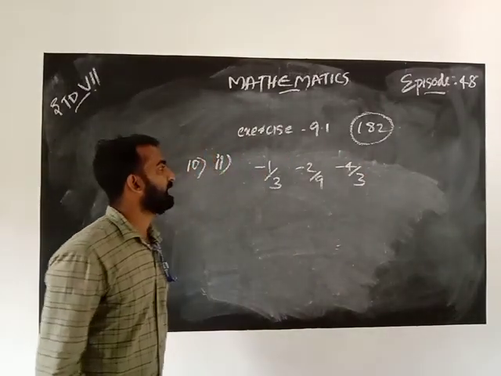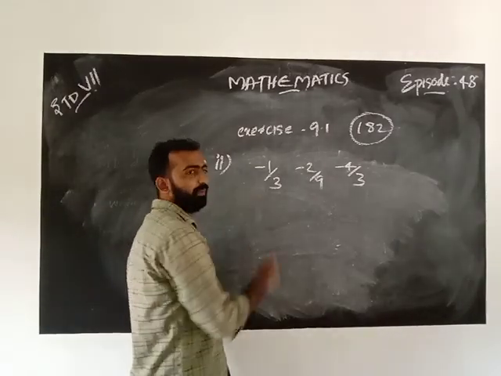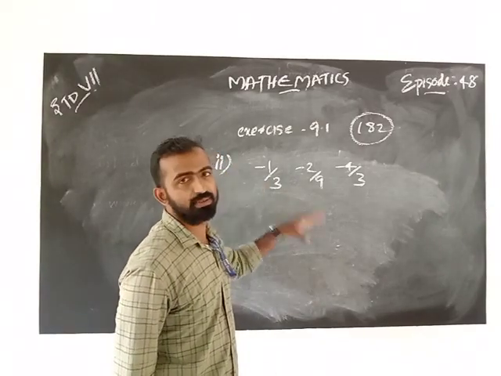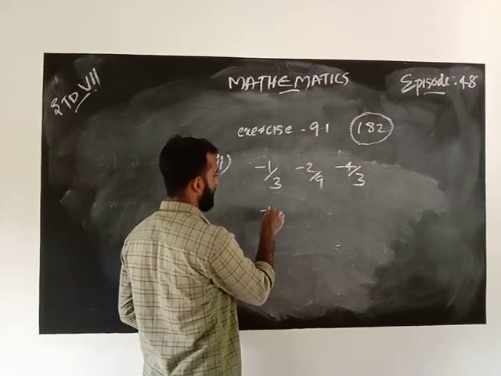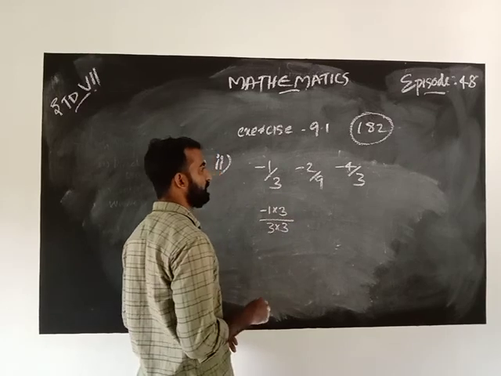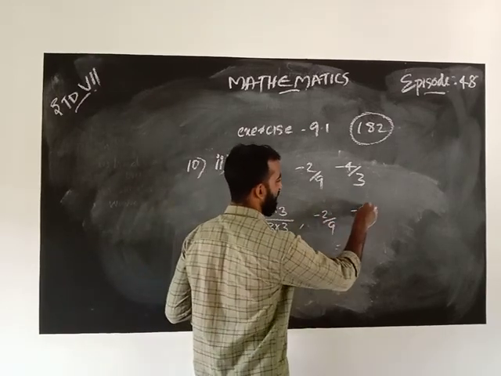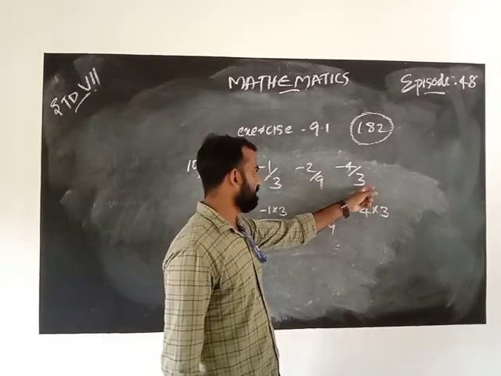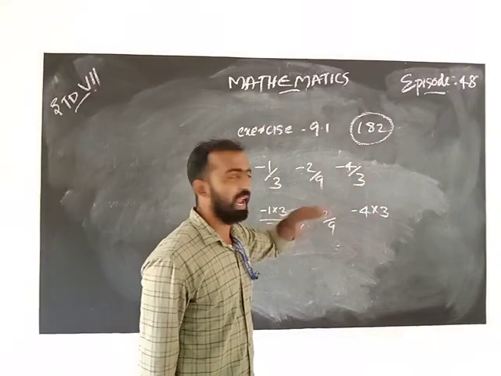Negative 1 by 3, negative 2 by 9, negative 4 by 3. Here the denominators are different, so we want to make the denominators the same. So we take the LCM as 9. Then we get negative 1 into 3 by 3 into 3, negative 2 by 9, and negative 4 into 3. Why did we multiply by 3? Because when we multiply 3 into 3, we get 9, which is our LCM.